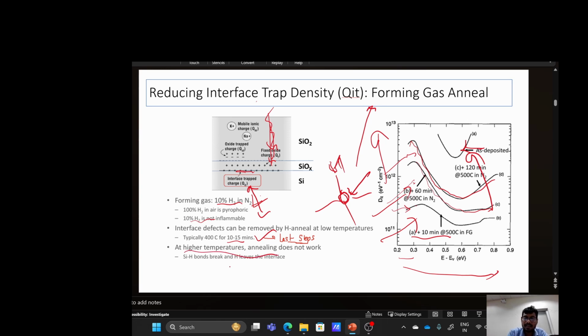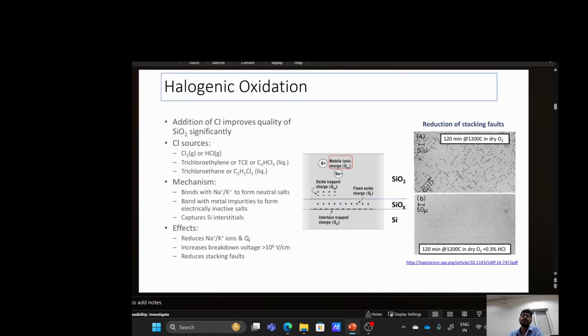At higher temperature, it breaks the bond, and this hydrogen will leave the interface. It may diffuse out through the SiO2, or it can go through interstitial sites because of the very small size of the hydrogen, so it can diffuse down into the silicon as well, or diffuse out through the SiO2. Okay, now halogenic oxidation.